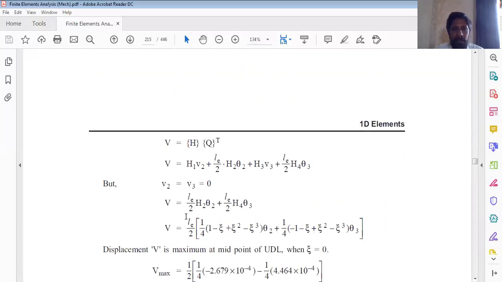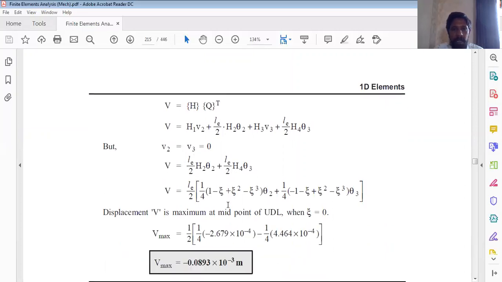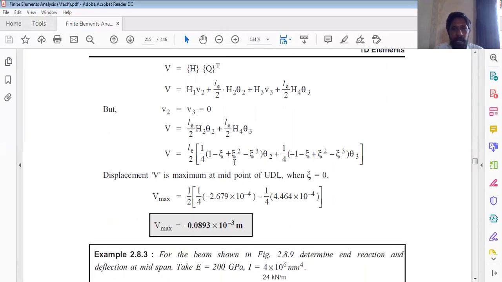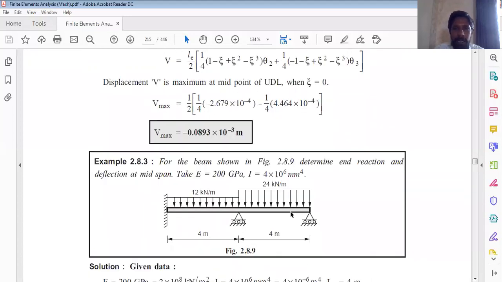So after elimination, we have Le by 2 H2 theta 2 plus Le by 2 H4 theta 3. We have the equation for H2 and H4, and also we have calculated theta 2 and theta 3, and we have to substitute here zeta as 0 because we want to find the maximum deflection at the center of the beam carrying UDL. And when you do this, you will get the maximum deflection at the center of the beam as minus 0.0893 into 10 power minus 3 meter. So this is the numerical.